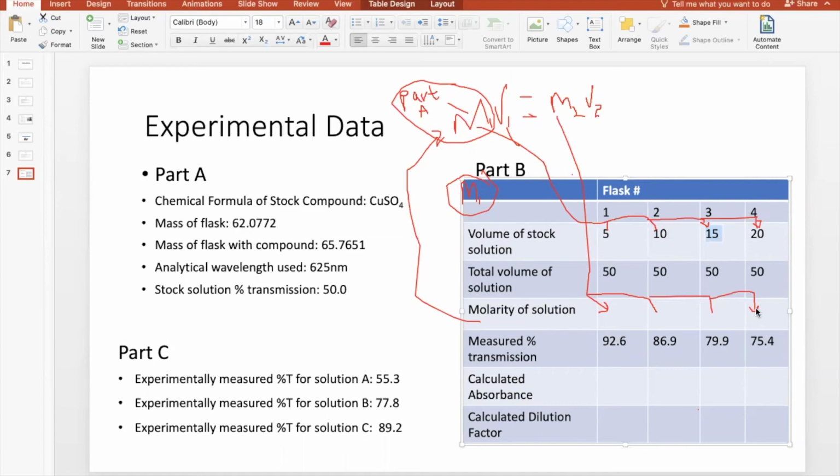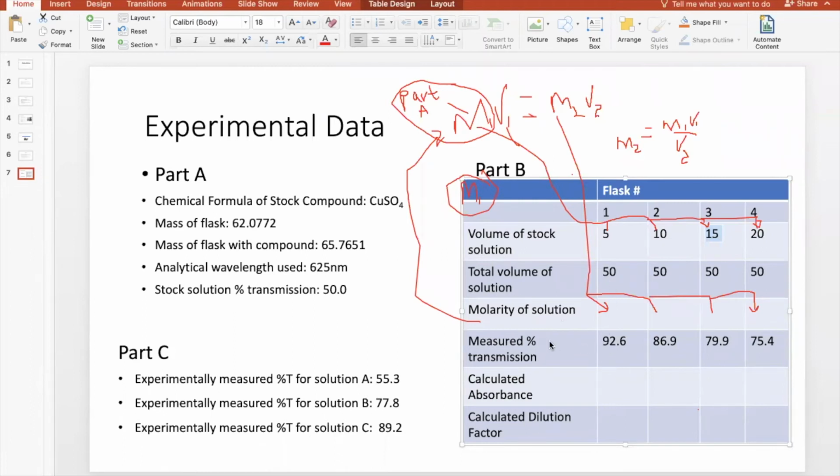And if you rearrange the equation, M2 should be what? M2 equals M1 V1 over what? Over V2. What is V2? Somebody just tell me what is V2. 50. Thank you, Jose. Yeah, V2 is 50. And it's gonna be 50 for all of them because you are diluting it to 50 ml. So with that, you know the molarity of your diluted solution.